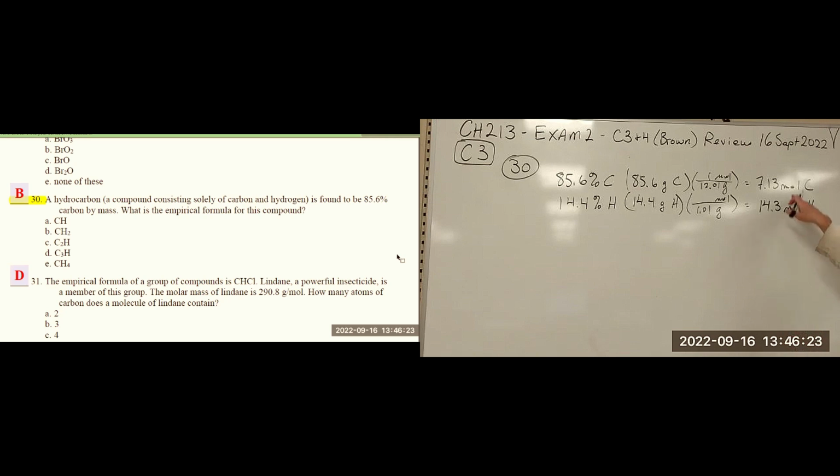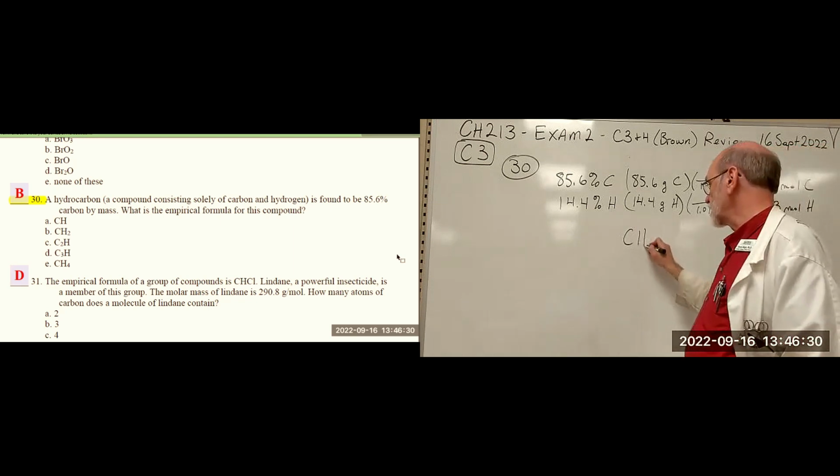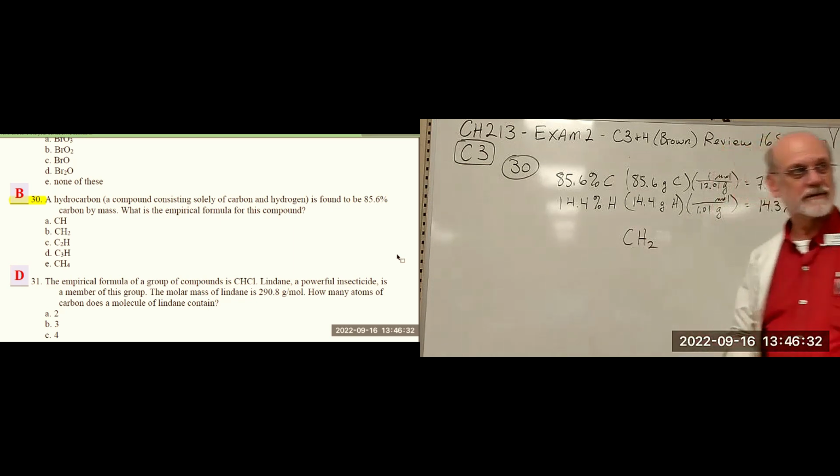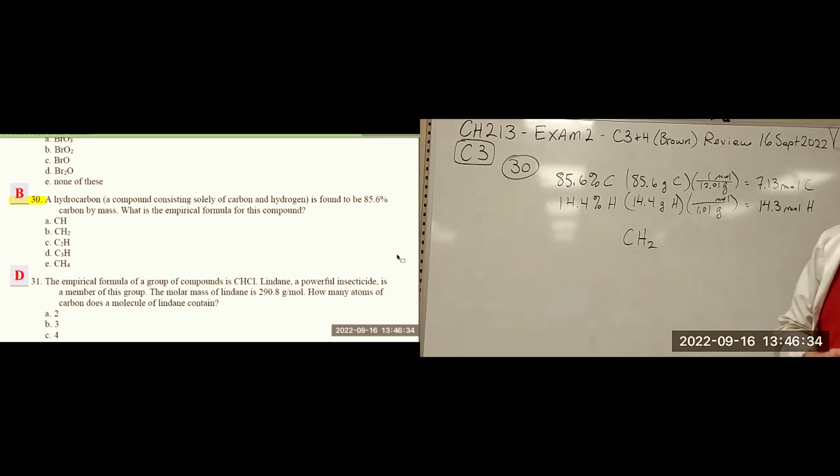For every one carbon, you have 2 hydrogens. So the empirical formula should be this: CH2.